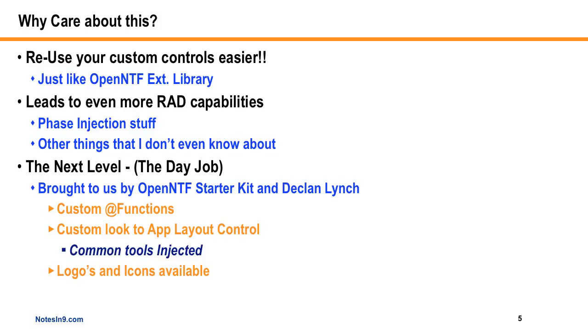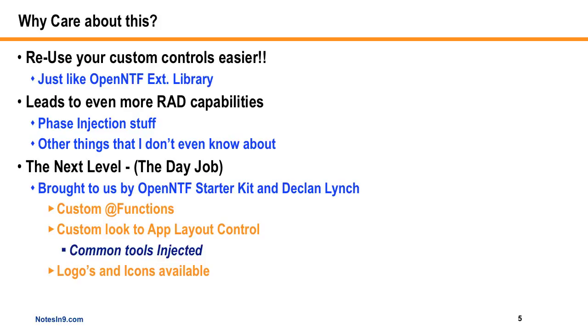Well, it leads to more rapid application development capabilities. You can put this on your server or a customer's server, and now the tooling that you put in there is just available to every database. You don't have to go out and get it and stuff like that. It's going to be there for you, similar to the way the extension library works. You can get fancier with this, with what's called phase injection, and there's a lot of other fancy, really high end stuff that I don't really know what it means.